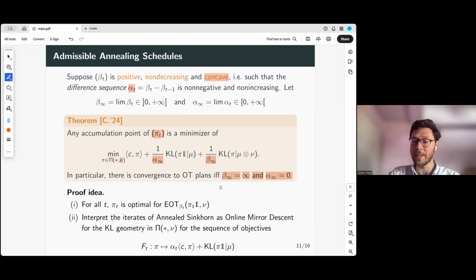Okay, so this is exactly the characterization of all annealing schedules that will lead to convergence to optimal transport plans up to subsequences. So here again, convergence is up to subsequence.